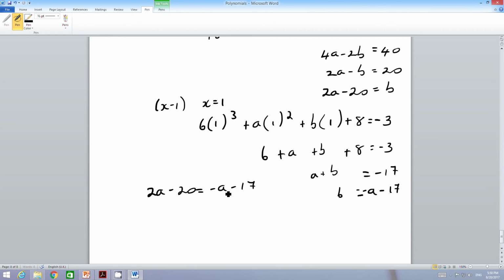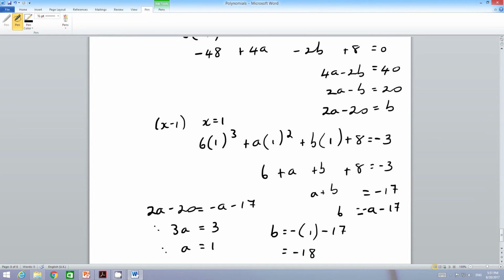I am going to add an a on both sides, so 3a is equal to, and I'm going to add 20 on both sides, so it is equal to 3. Then I'm going to divide both sides by 3, so a is equal to 1. Now if a is equal to 1, I can use either of these expressions, it doesn't matter. So b is equal to negative, and I plug in the value a is equal to 1, negative 1 minus 17. So therefore b is equal to negative 18.